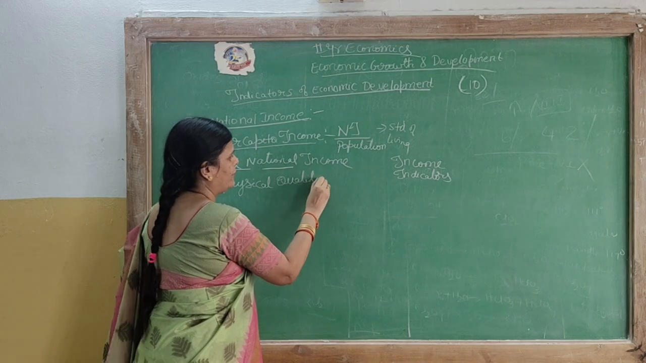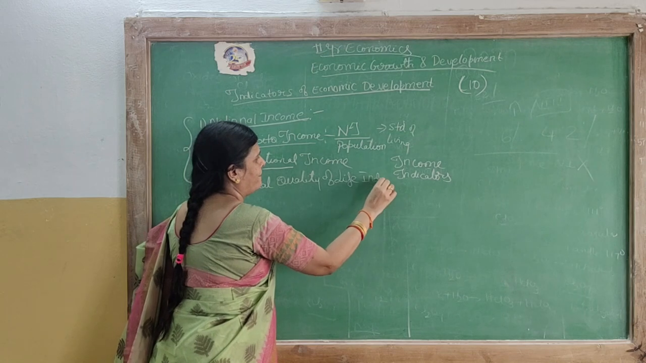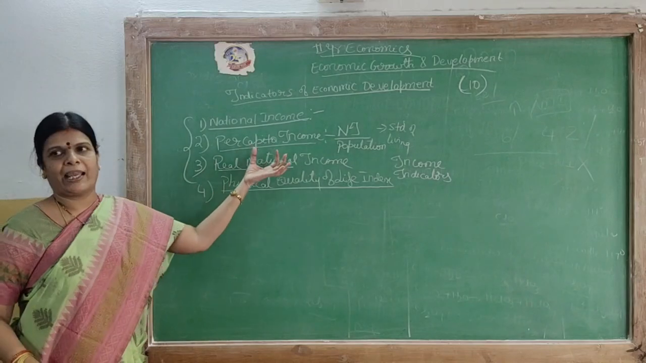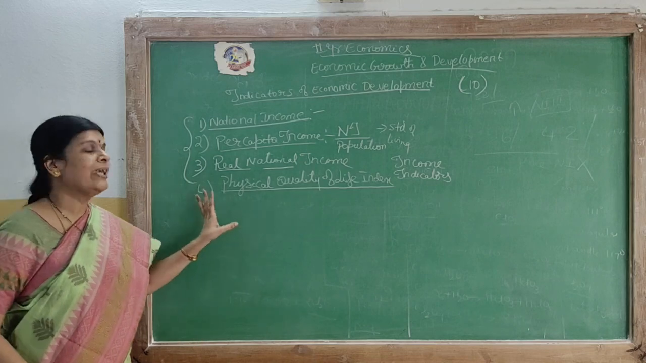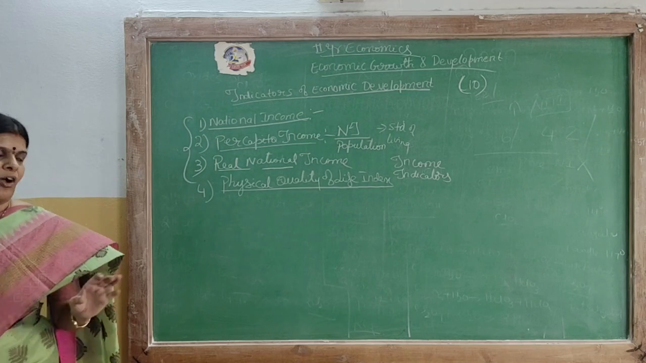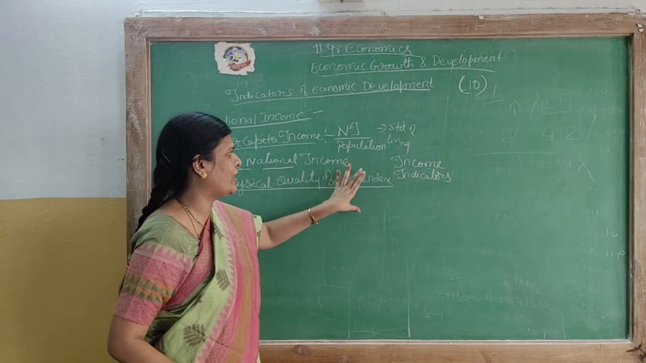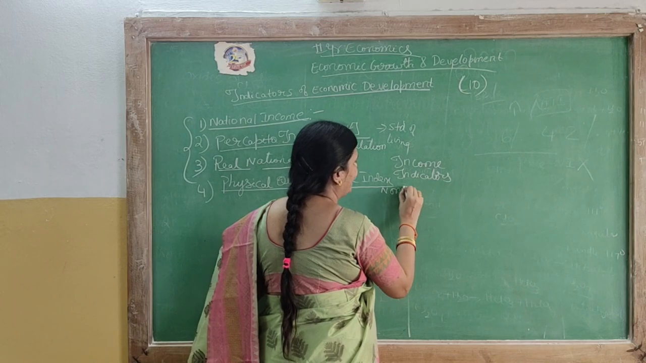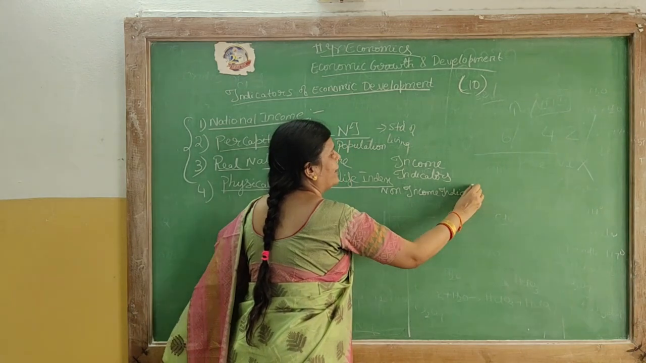Now the fourth one is the physical quality of life index. What is the physical quality of life index? Per capita income is increasing the standard of living, but this increase does not take into consideration increases in education, health facilities, and all that. The physical quality of life index measures these, and it is a non-income indicator.